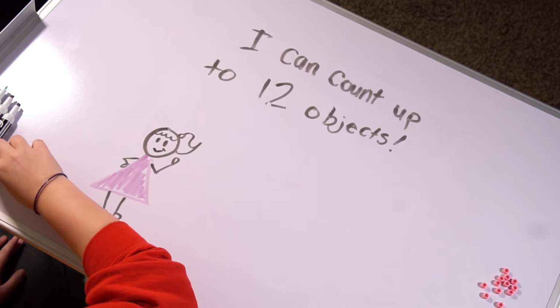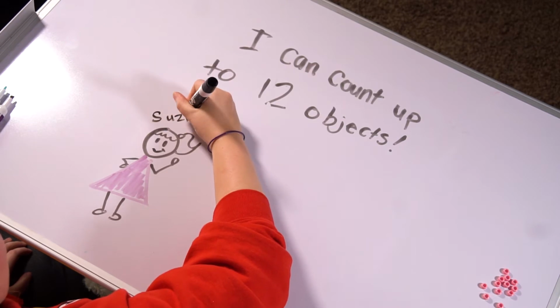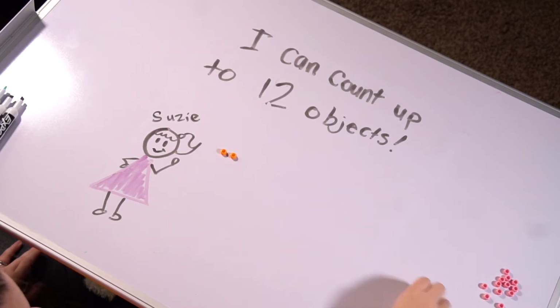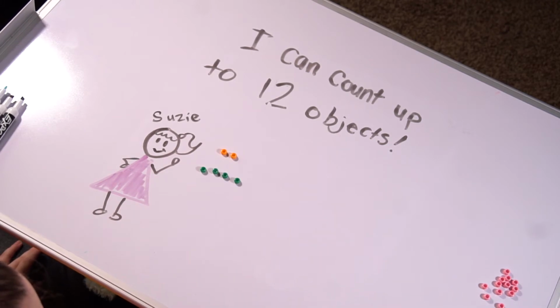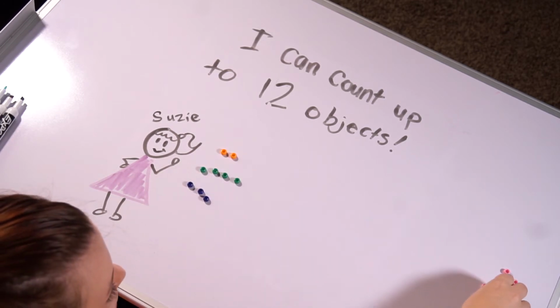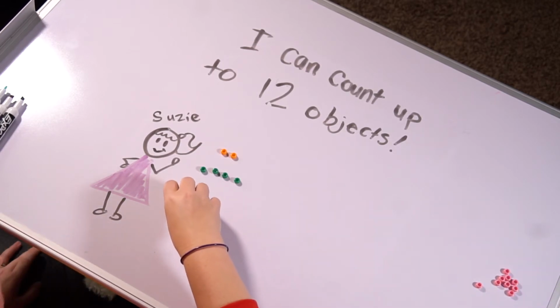I've got a little story for you today. This right here, this is Susie. I'll write her name right above here for you. This is Susie. And Susie has some beads because Susie loves beads. So Susie has 2 orange beads, 4 green beads, 3 blue beads, and 3 pink beads.